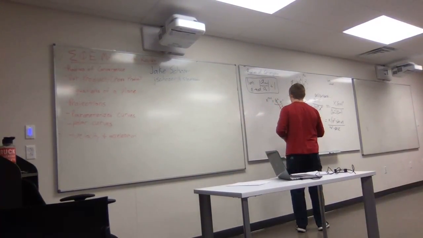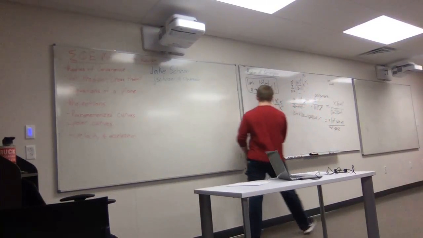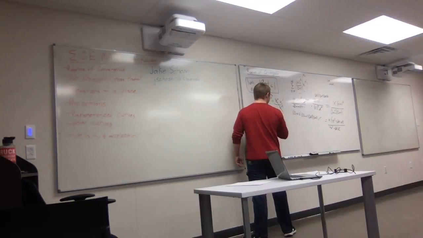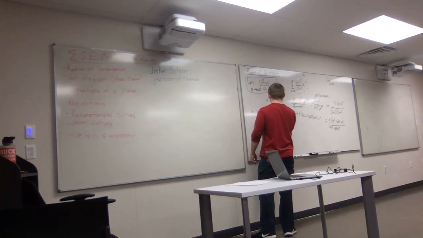So this is very unorganized, but I'm bringing it back over here. So we have x n squared over 4n squared.